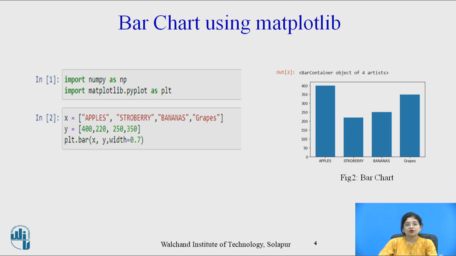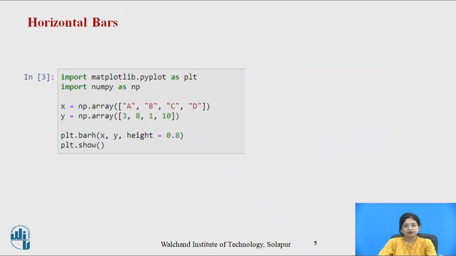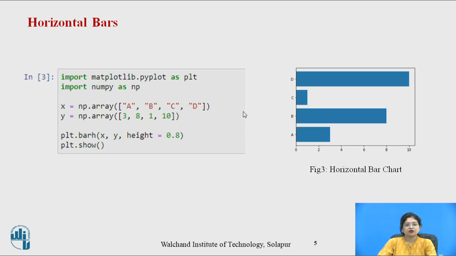Now let's see how to plot a horizontal bar. To plot a horizontal bar, we need to use the function barh. Here the data x and y are taken as arrays: a, b, c, d and its values 3, 8, 1, 10, and barh plots the horizontal bar. So x, y and the height is 0.8. Again, this is a very simple bar chart.